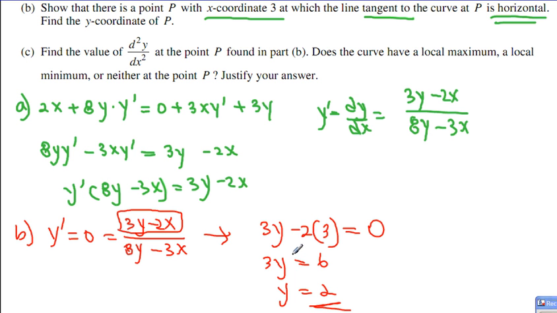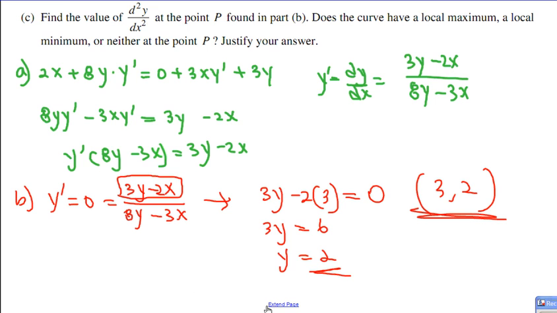All right, number C. We need to find the double derivative at that point. The point P, which means we have to use the coordinate (3, 2). That is the point P value. Now, after finding that out, we will figure out if it has a local maximum or minimum or neither, and we'll try to justify the answer right after.